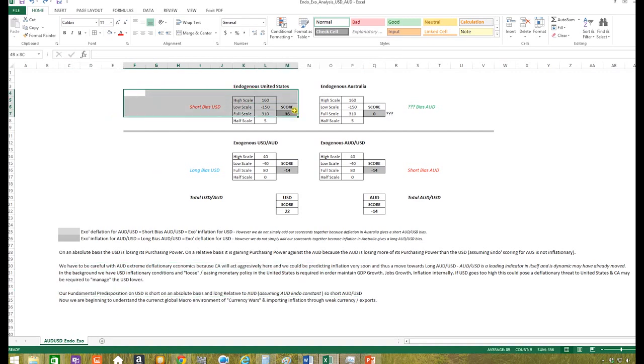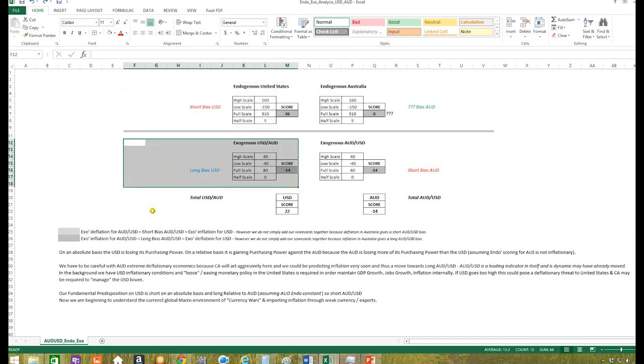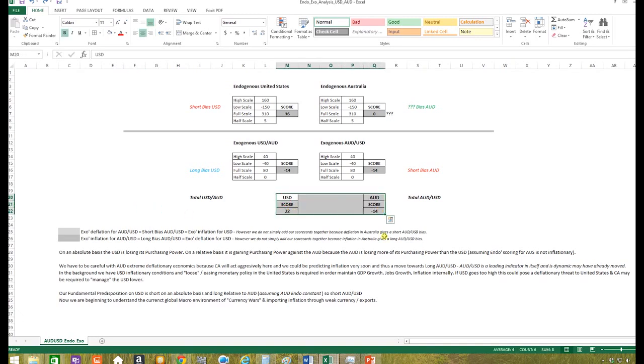We have inflationary conditions in the United States, where the United States dollar on an absolute basis is losing purchasing power due to central authority monetary policy. And in the exogenous analysis, we have a long bias for the US dollar against the Australian dollar, because at the moment, the Australian dollar is losing more purchasing power than the United States, as we can see from our academic scoring here.